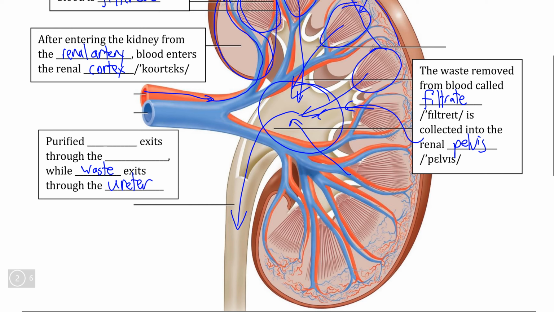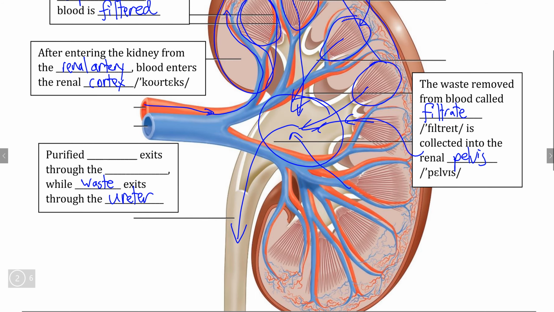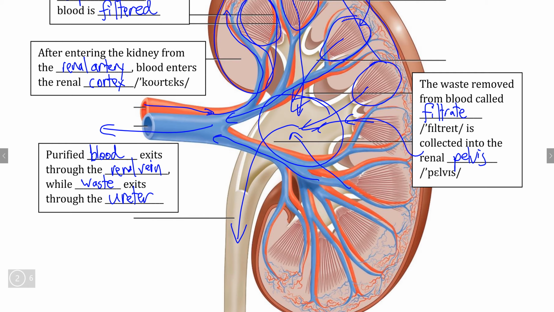And eventually that is going to end up in the bladder, while all of the purified blood, all of the blood that we filtered all of the extra salt and water and toxins out of, is going to collect in this blood vessel here, or rather these blood vessels here, that combine together in order to form the renal vein. And again, the renal vein transports the purified blood out of the kidney and back into circulation.